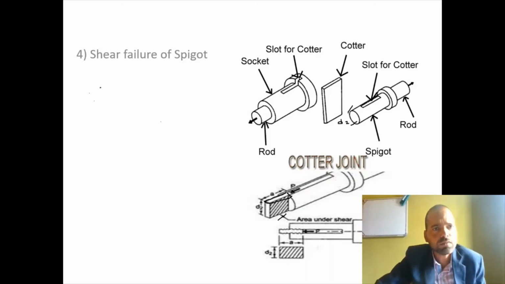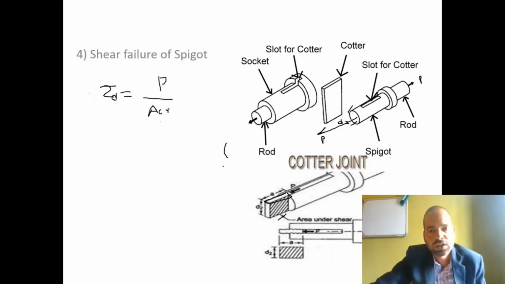So what is shear failure? Shear failure is failure due to which load? Two equal and opposite loads acting through the center line. So this type of shear stress is called direct shear. Direct shear is the applied force upon cross-sectional area.